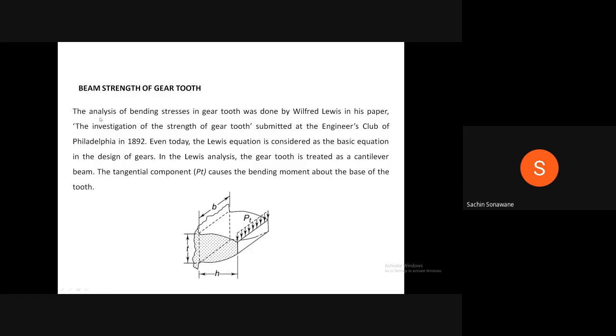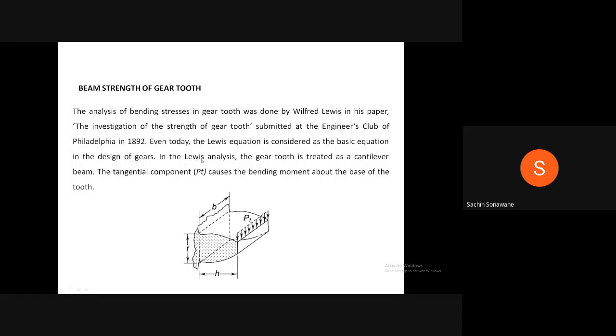The analysis of bending stresses in a gear tooth was done by Wilfred Lewis in his paper The Investigation of the Strength of Gear Tooth, submitted at the Engineers Club of Philadelphia in 1892. Even today, the Lewis equation is considered as the basic equation in the design of gears.